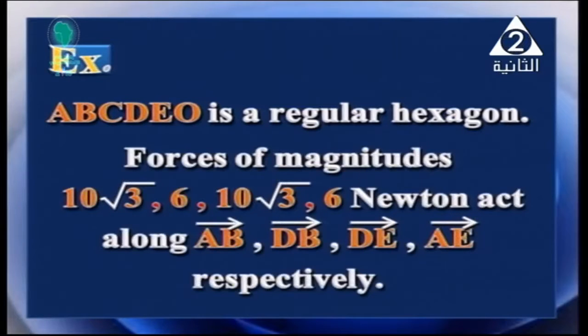We have forces of magnitudes 10 root 3, 6, 10 root 3, 6 Newton, acting along AB direction, DB direction, DE direction, AE direction respectively. My dear student, we have 4 forces, 10 root 3, 6, 10 root 3, 6, acting in direction AB ray, DB ray, DE ray, AE ray respectively in regular hexagon ABCDEO.